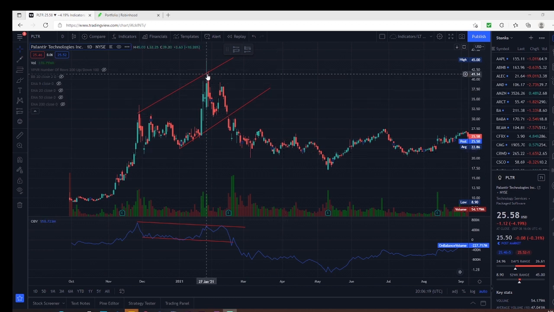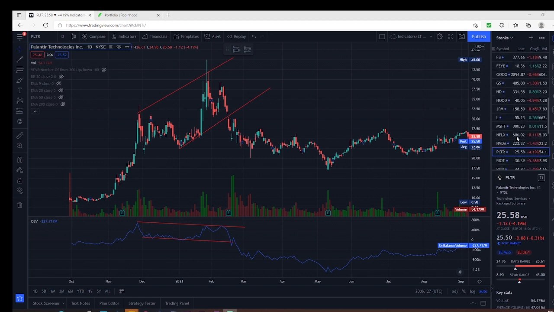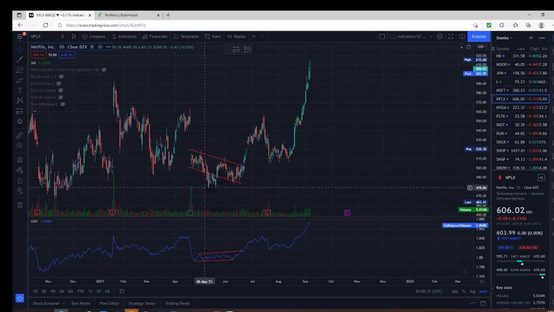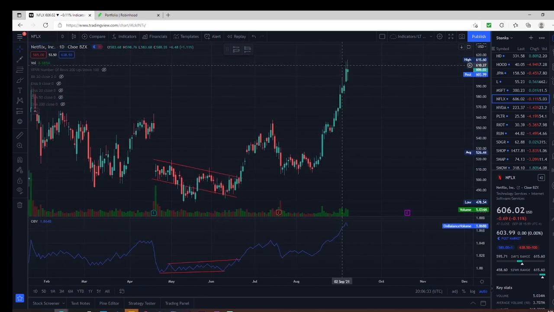Just look at the Palantir move from the high all the way to the low here, which you can follow the trend of on-balance volume along with, as well as the move in Netflix that could have been spotted at this time by using this on-balance volume indicator as well, since that late April report.